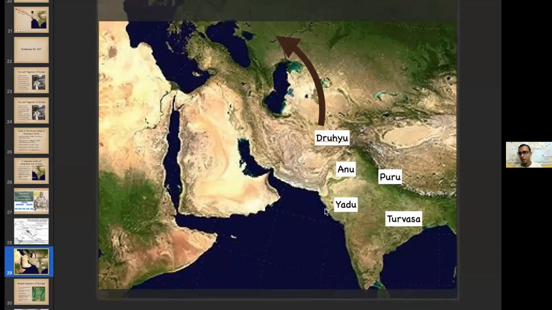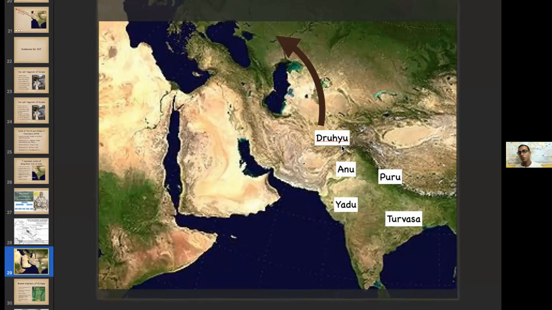And the Purus were in the heartland. You can see here, this is the heartland of India, around Delhi, UP, Panchala, and Kurukshetra. These are all the Puru region. The Anus were located around the Punjab region, and the Turvasus were located in the Bengal, Odisha region, and they were controlling the rest of South India. And the Druhyus were located in the Gandhara region, modern day Afghanistan.